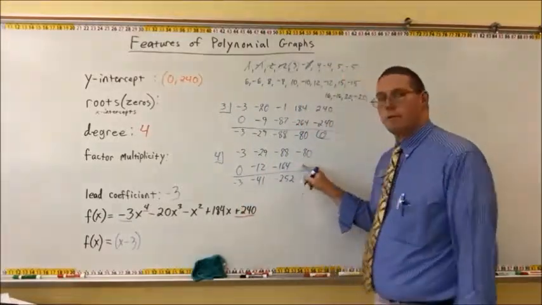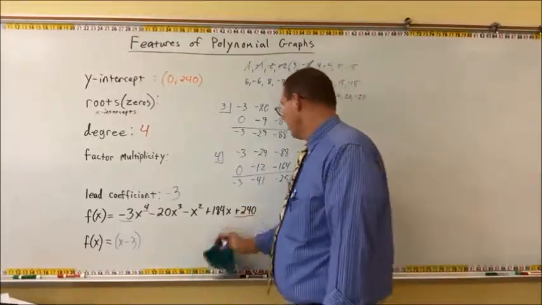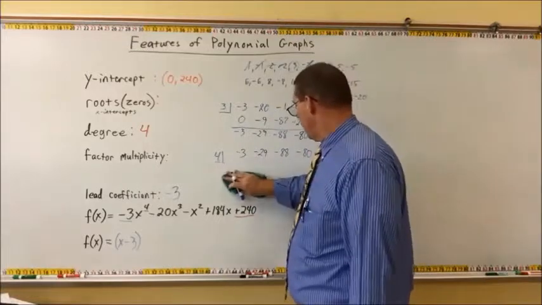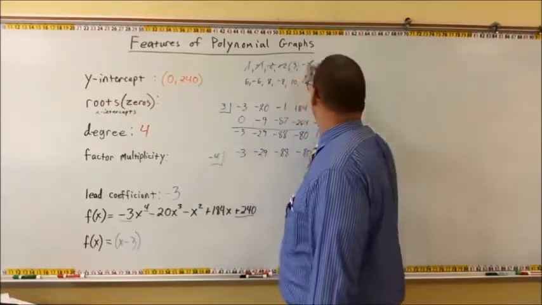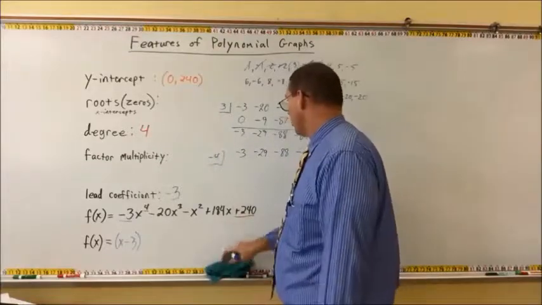This is like 1,000, so I know it's not 0. So moving on, get rid of that. Oh, make that a negative 4. So we know 4 is not one of the roots. Now I'll try negative 4.